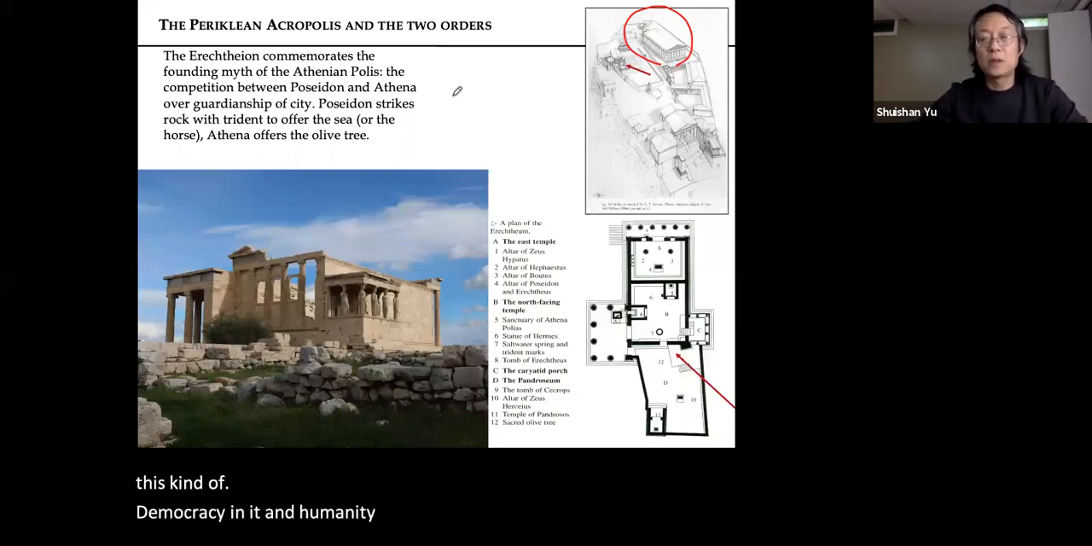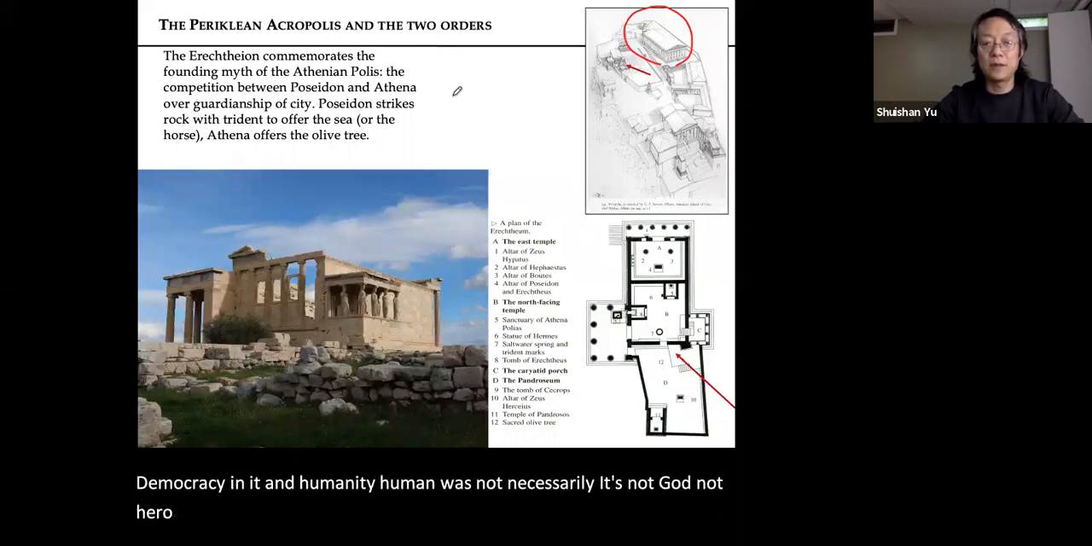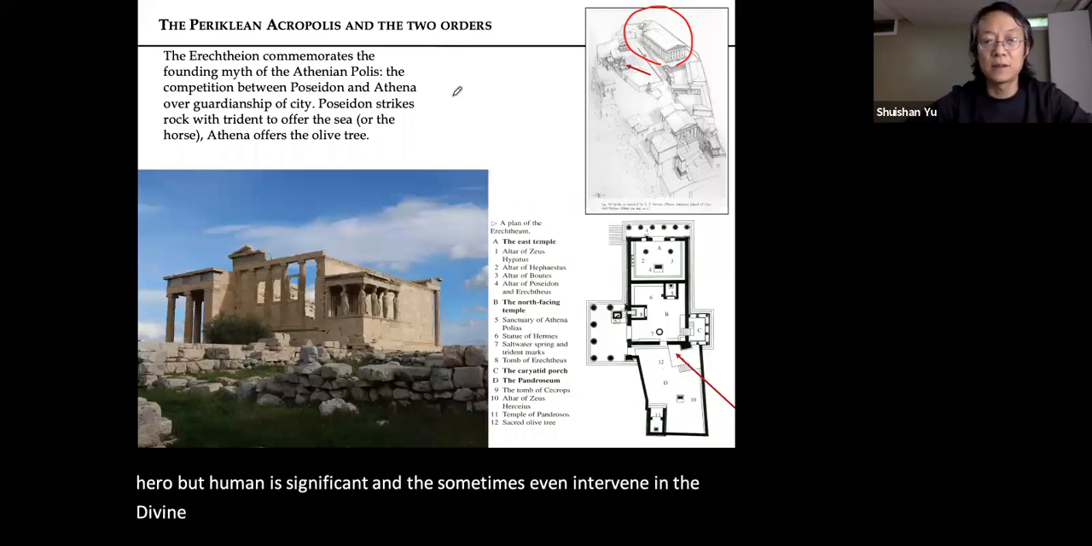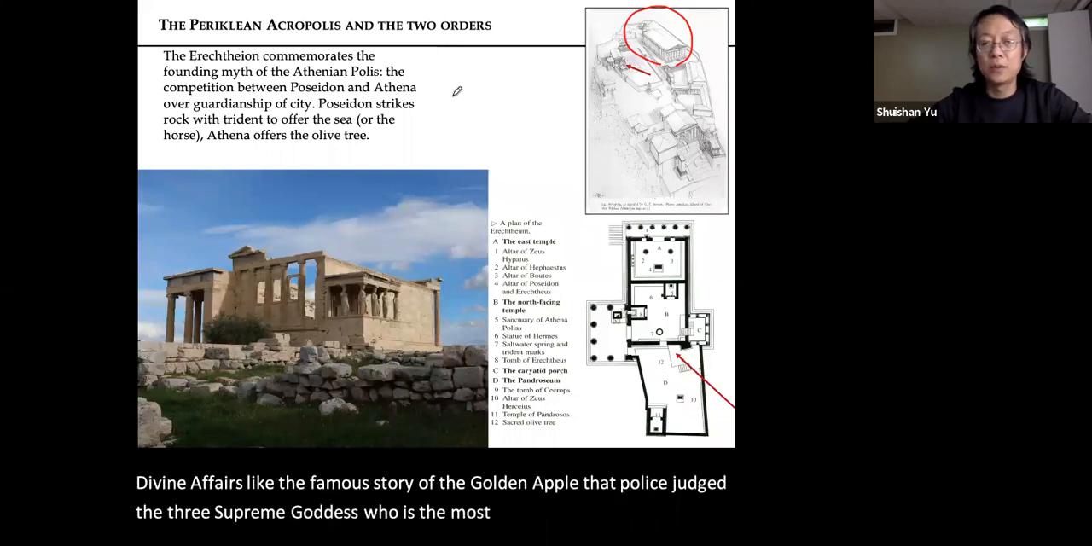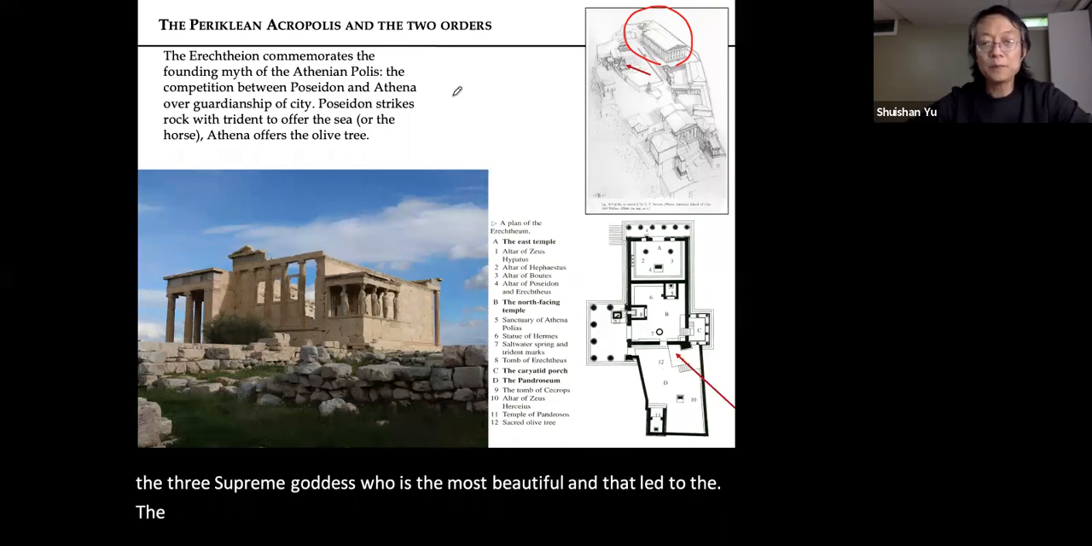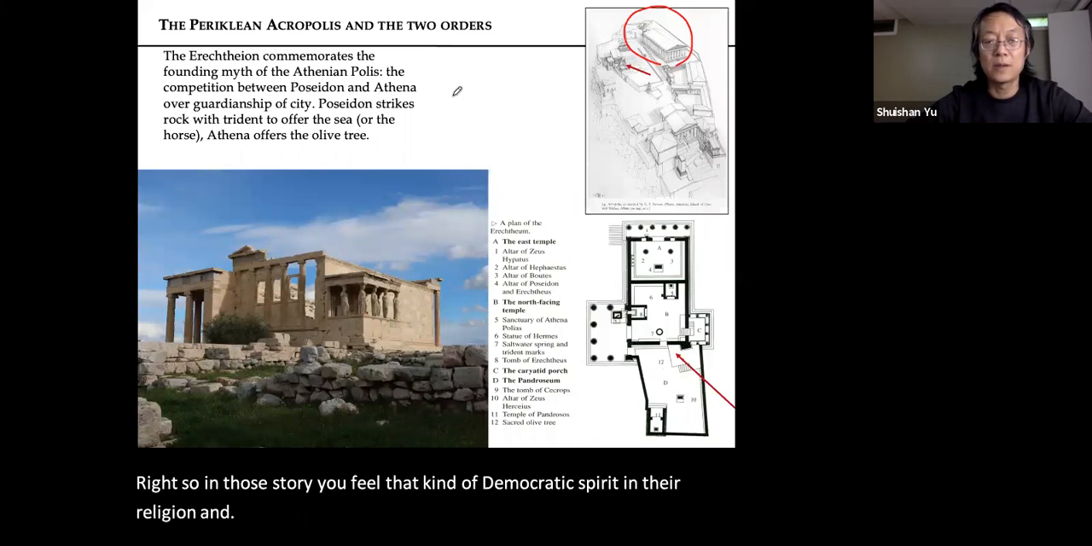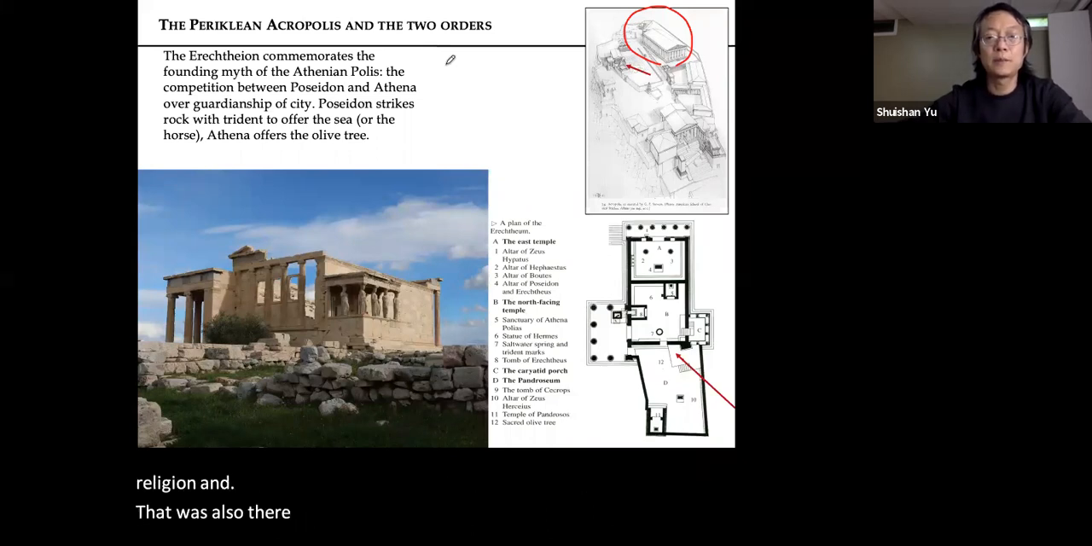Human was not necessarily God, not hero, but human is significant. And they sometimes even intervene in the divine affairs, like the famous story of the golden apple, where Paris judged which of the three supreme goddesses is the most beautiful, and that led to the Trojan War, right? So in those stories, you feel that kind of democratic spirit in their religion, and that was also their politics.